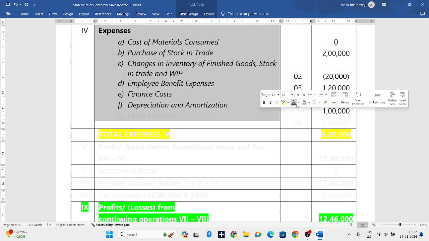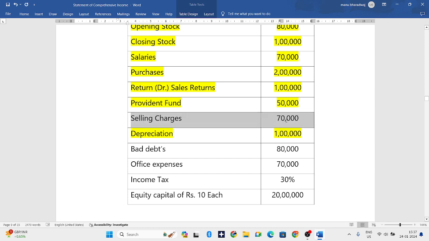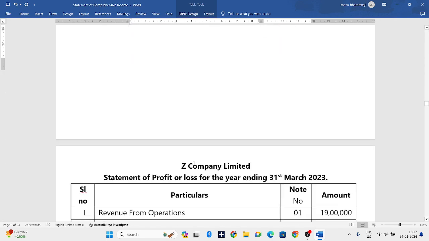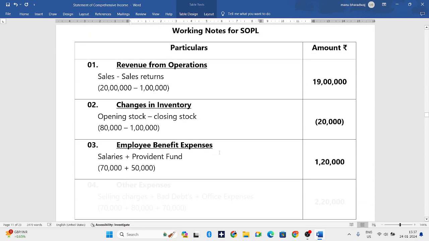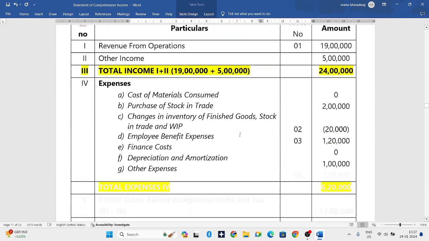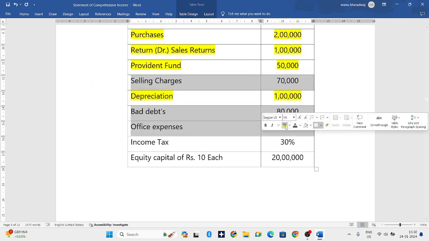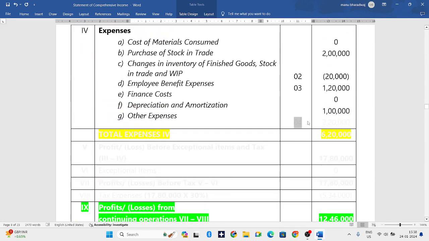Other expenses. So we have selling charges. We have bad debts. Okay, there is more than one expense. So we have many components. So we have to again open a working note because we have three types of expenses. We have selling charges, bad debts, and one more is office expenses. Where there are three components, three items, we have to open one more working note, that is the fourth working note.